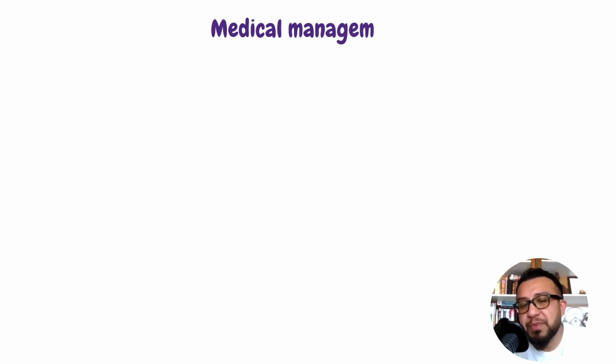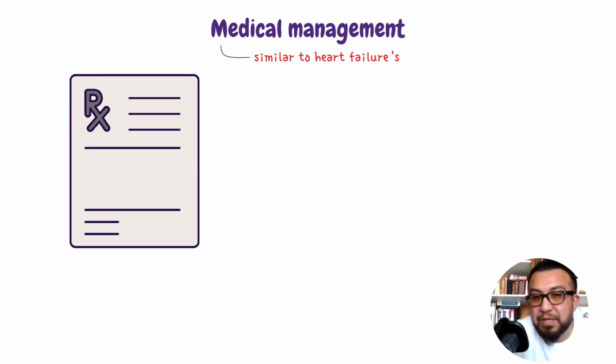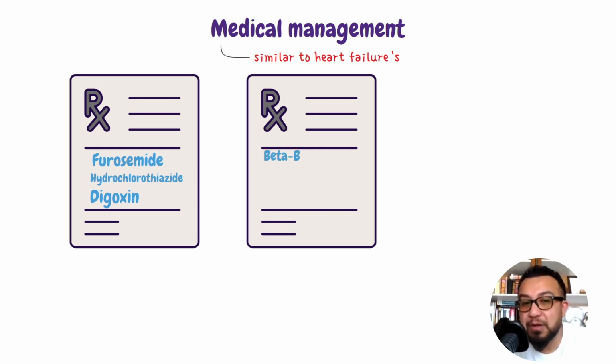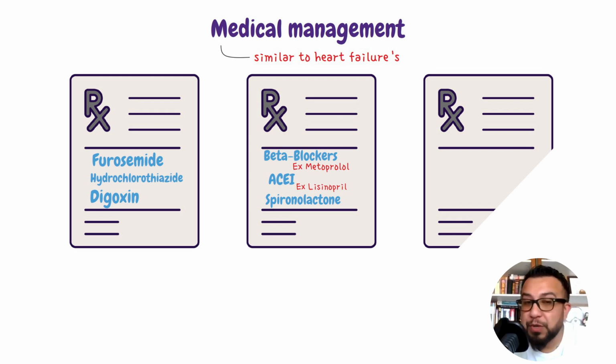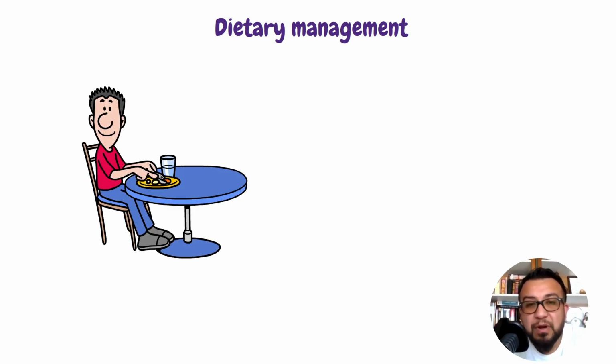Medical management is something that we're going to be more focused on. These patients are going to be mimicking signs and symptoms of heart failure, so we give furosemide, Lasix, and hydrochlorothiazide. We give cardiac glycosides like digoxin to improve cardiac output. We give certain antihypertensives like beta blockers, ACE inhibitors, and aldosterone receptor blockers like spironolactone. We can also give hydralazine, and nitrates are also pretty effective in the medical treatment of heart failure, valve issues, or cardiomyopathy.